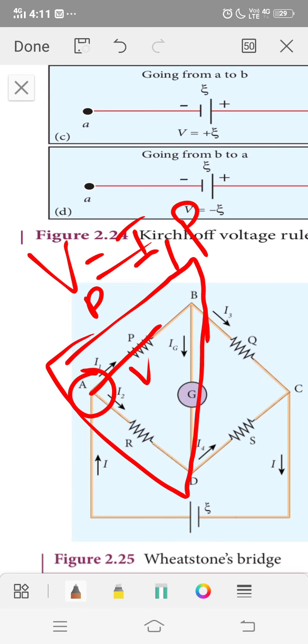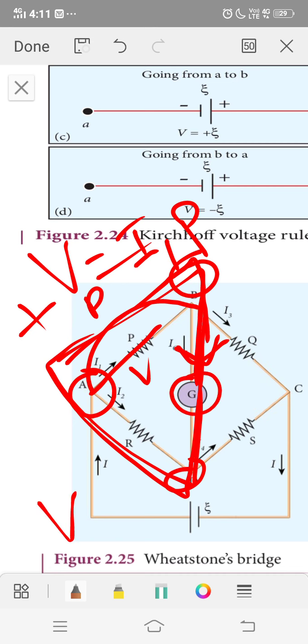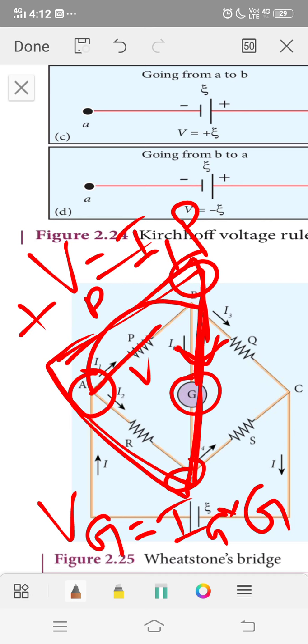Here the voltage drop is positive, because when the current flows from higher potential to lower potential, the voltage is represented with a positive sign. In the same manner, in the loop from point B to D, the current is entering like this. According to the voltage rule, the voltage drop across the galvanometer, Vg, is equal to Ig into the resistance inside the galvanometer, for which I introduced the symbol G.